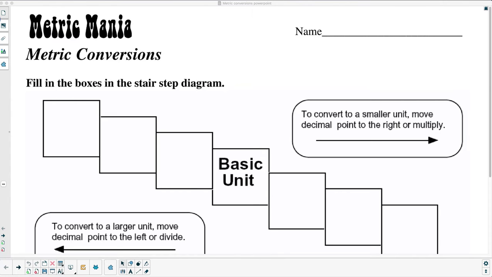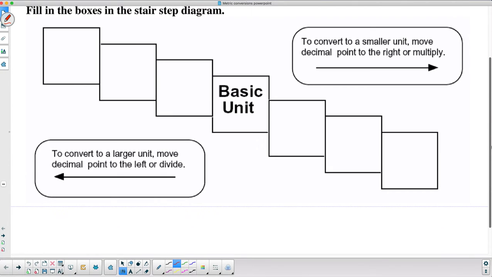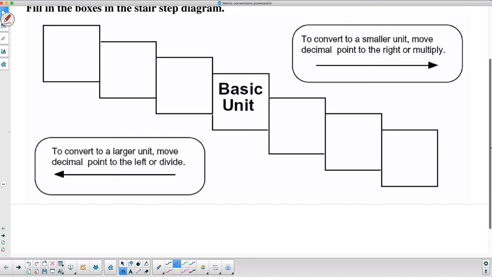Okay, class, if you notice, this is yesterday's worksheet. I just want to make sure that we are all clear about the stair-step method of converting from one to another. So let's take a quick look. You guys watched a video before that explained about King Henry.